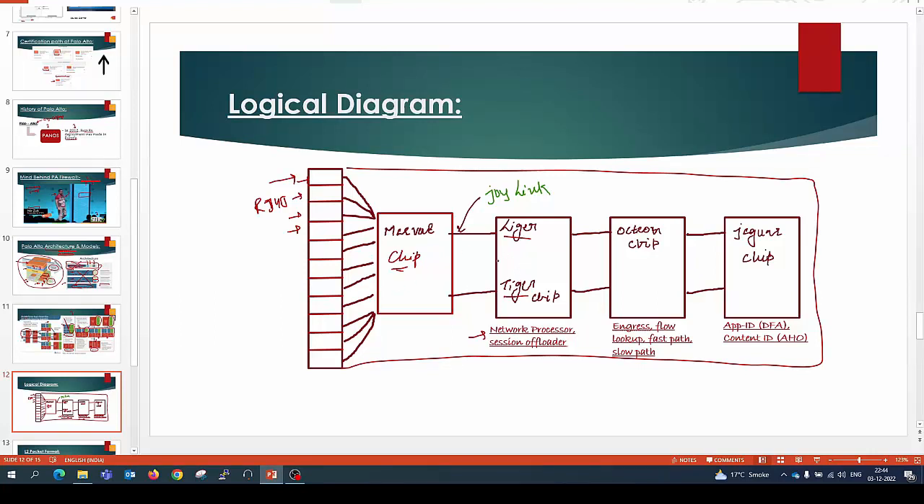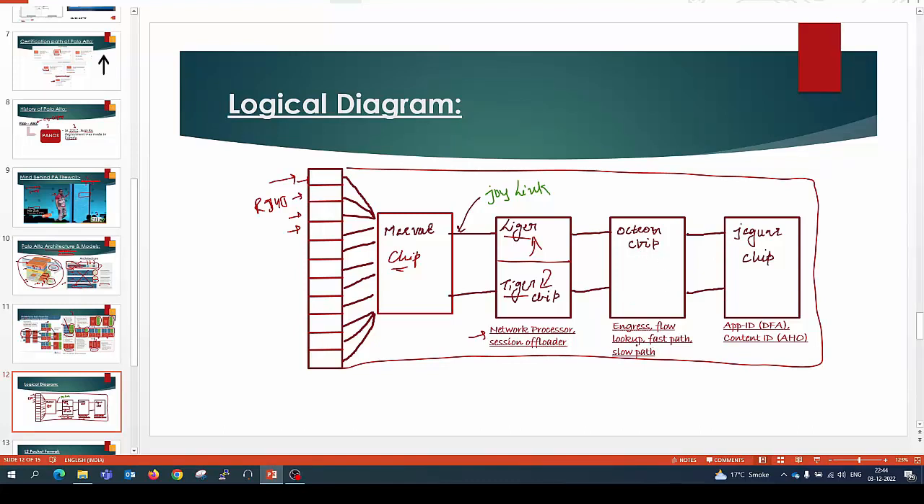Now, on the basis of the hardware model, these chips will be available on the lighter version, or the low end models. On the high end models, this chip will be available. Then we have one Octane chip. What does the Octane chip do? The flow lookup. All the slow path and medium path processing will be done by your Octane chip.